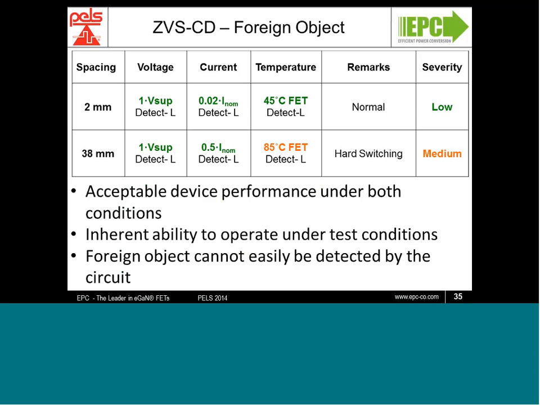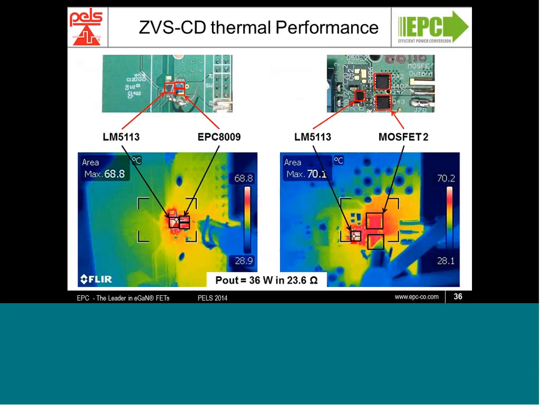Let's look at the thermal performance between the circuits here. Because the MOSFET is a logic level, we use the same gate driver for driving the MOSFET. So we have the GaN FET, the 8009, on the left, and we have the MOSFET on the right. You can see there that the circuit's thermal performance is very similar.